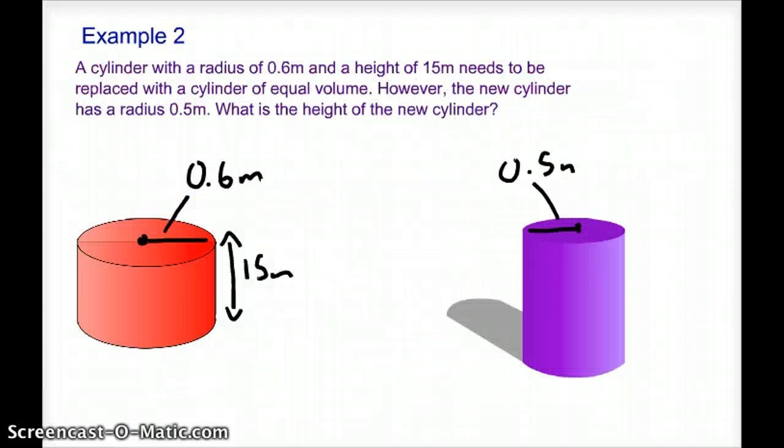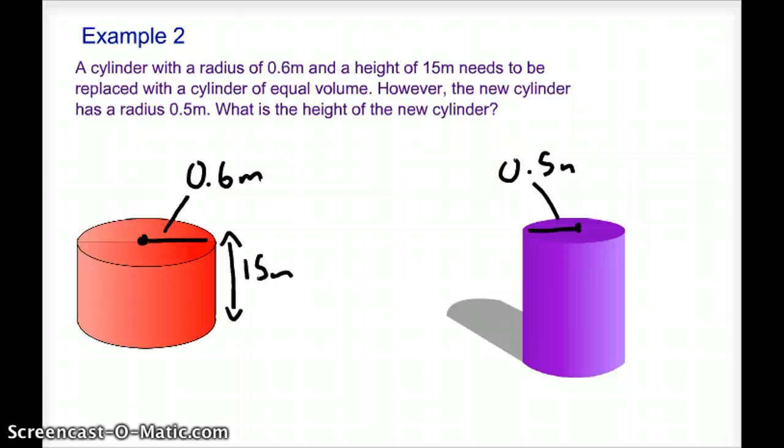Now, let's do a different one here. Let's look at this one. A cylinder with a radius of 0.6 meters and a height of 15 meters needs to be replaced with a cylinder of equal volume. However, the new cylinder has a radius of 0.5 meters. What is the height of the new cylinder?